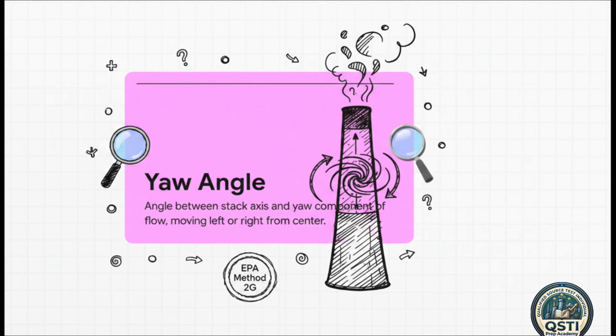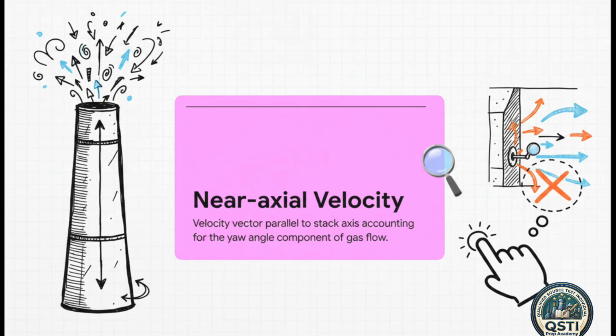Imagine you're looking straight down into a stack. Instead of the gas hitting you right in the face, the yaw component is that flow swirling to the left or the right from the center axis. Method 2G exists specifically to measure and correct for that sideways swirling action. Okay, so once we figure out that yaw angle, we can calculate what the EPA calls the near-axial velocity. This calculation is brilliant because it successfully accounts for that yaw, giving us a much more accurate picture of the gas actually moving up the duct.